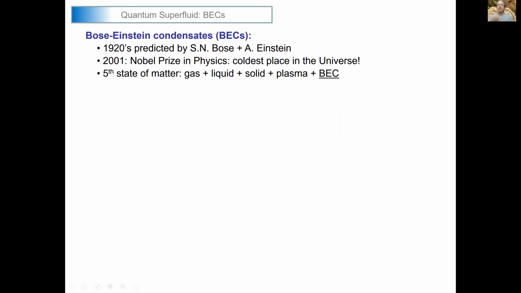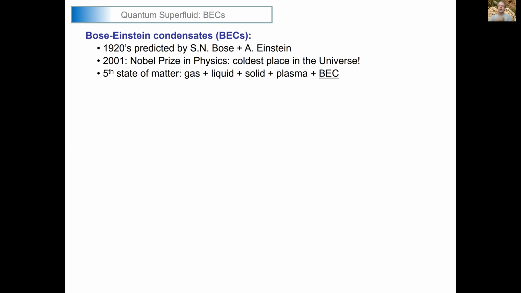All right, so let me just very briefly introduce the topic of Bose-Einstein condensates. They were predicted almost 100 years ago, or 100 years ago, by Bose and Einstein. Experimentalists got the Nobel Prize not until 2001 because it took a long time to be able to produce cold enough temperatures to produce the condensates. They were produced in 1995, and that led to this Nobel Prize in 2001. And these condensates are dubbed the fifth state of matter after the gas, liquid, solid, and plasmas.